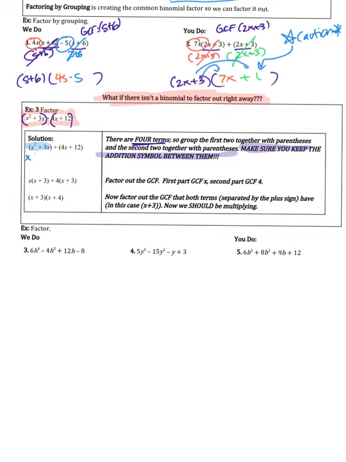And what do I get if I factor out that x? I get x plus 3, keeping that plus sign in between. If I look at my second set of parentheses, 4x plus 12, what's my greatest common factor there? Well, 4x plus 12, they're both divisible by 4. And what's left over if I factor that out? x plus 3.